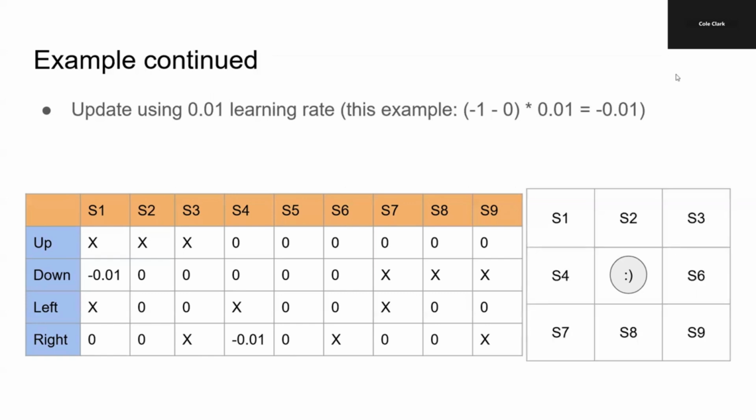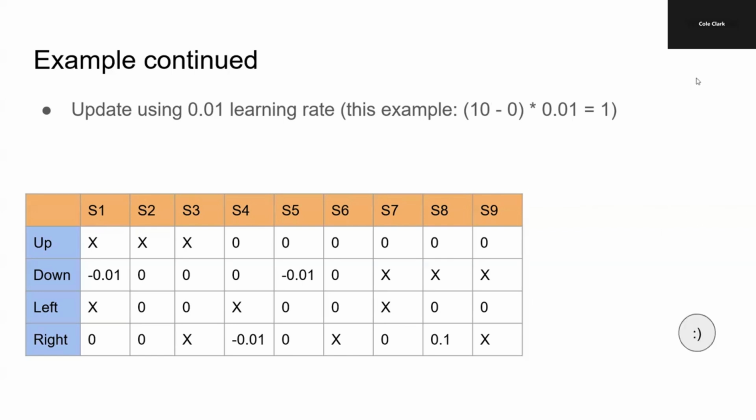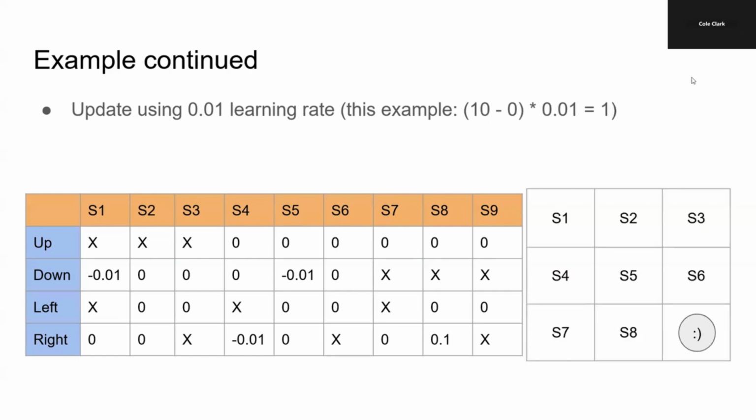If the agent moves right from S4, it gets a penalty of -1, and its new Q value is calculated in the same way. Here, the agent moved from S5 down to S8. The agent moved right from S8 to S9 and got its reward of 10 points. The reward is calculated in the same way, but now the result is positive 0.1 since the reward was 10 instead of -1. Since the agent found the reward, this training episode ends.